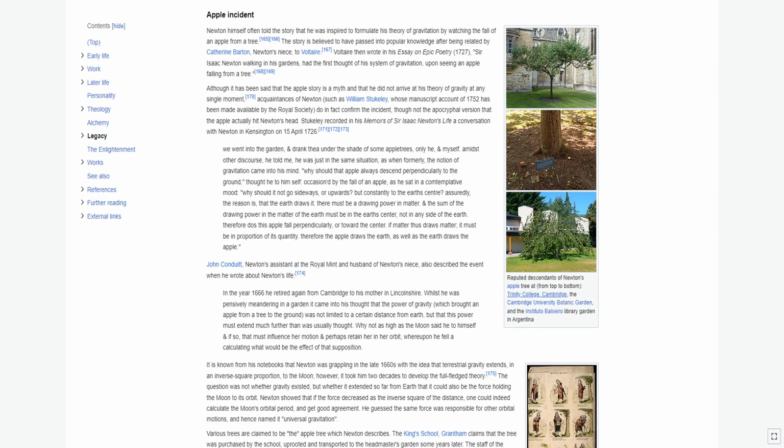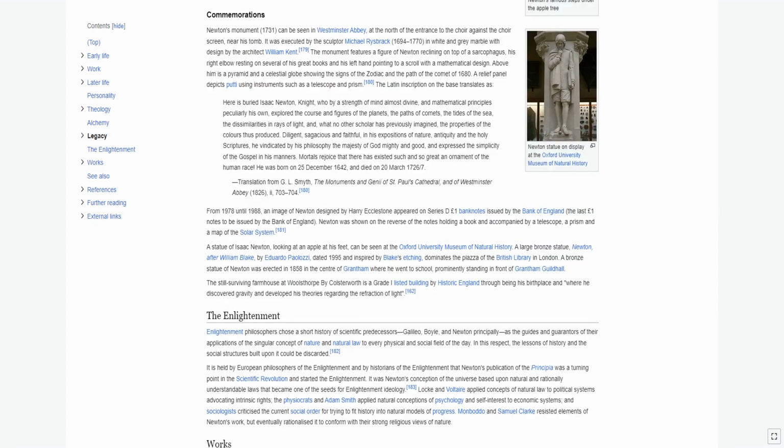A descendant of the original tree can be seen growing outside the main gate of Trinity College, Cambridge, below the room Newton lived in when he studied there. The National Fruit Collection at Brogdale in Kent can supply grafts from their tree, which appears identical to Flower of Kent, a coarse-fleshed cooking variety.